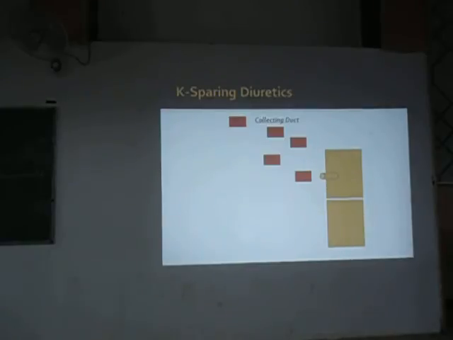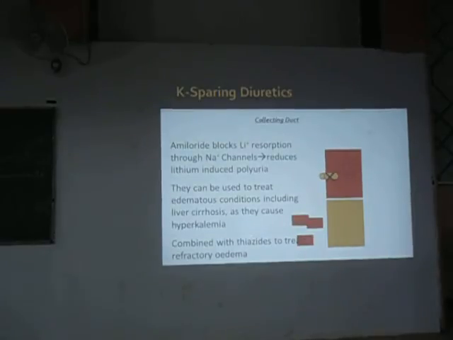These are the same channels through which lithium is reabsorbed. Basic simple concept: it was absorbed back into the body just like our sodium. We are blocking here. What will happen? They are going out. So amiloride blocks the lithium reabsorption through the sodium channels, and this reduces the lithium-induced polyuria.